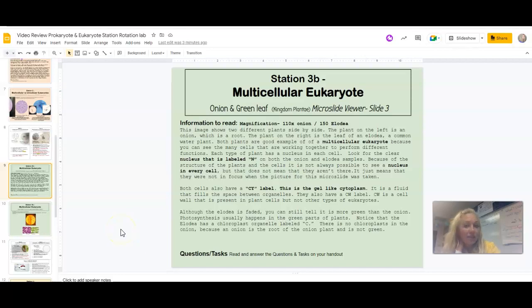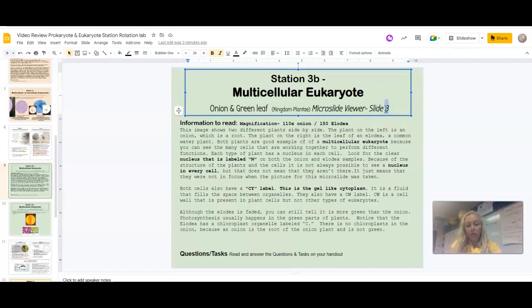Okay, so now we're on station 3. There was actually a misprint on station 3, and I caught it before you guys came into class. I tried to fix it, but you may not have noticed it. On that microslide viewer, you were looking at 7, and that's why it was important for you to look at the back side at the picture image, right?